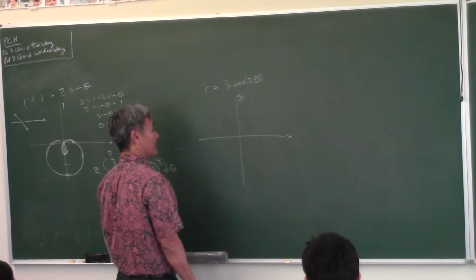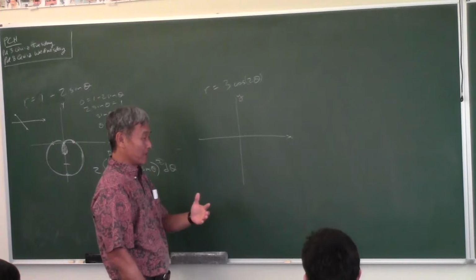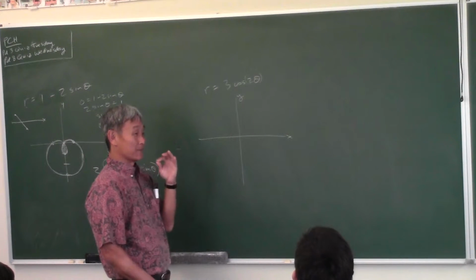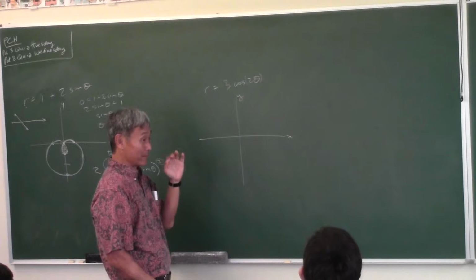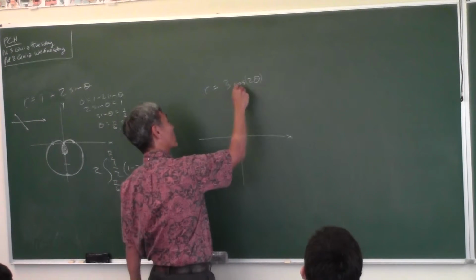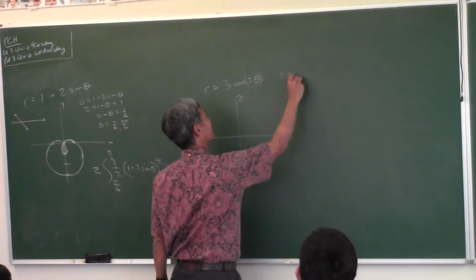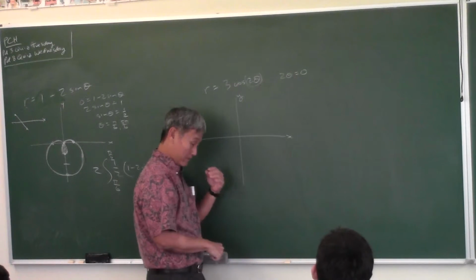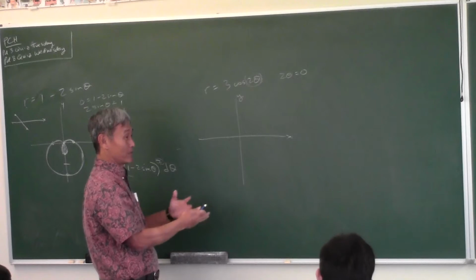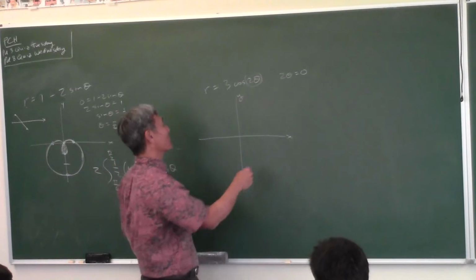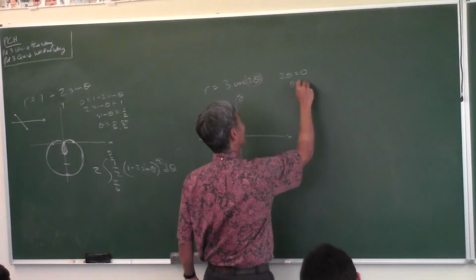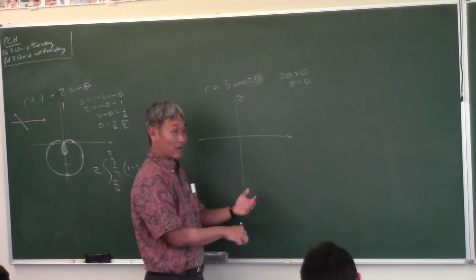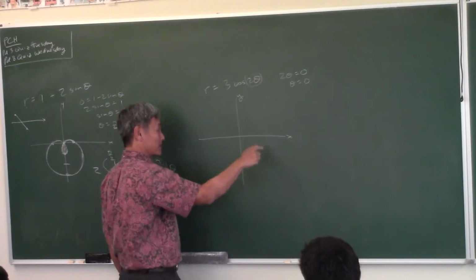How do I figure out where the first petal is going to be? Cosine reaches its maximum value of 1 at 0. So if it's a cosine 1, you set the argument equal to 0. But if it's a sine 1, you set the argument equal to pi over 2, because sine of pi over 2 is 1. But this is a cosine 1, so 2 theta equals 0, therefore theta is 0. Oh, so the cosine 1 always starts at the positive x-axis.